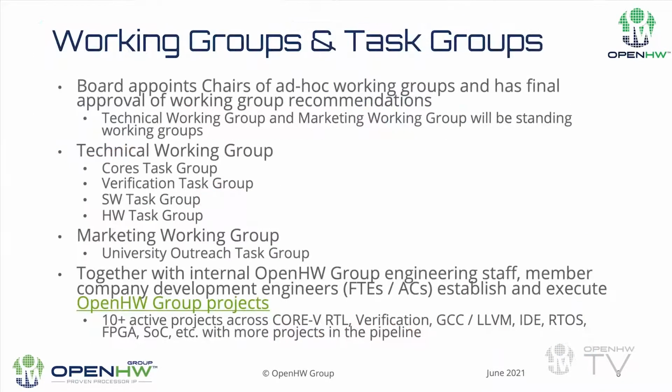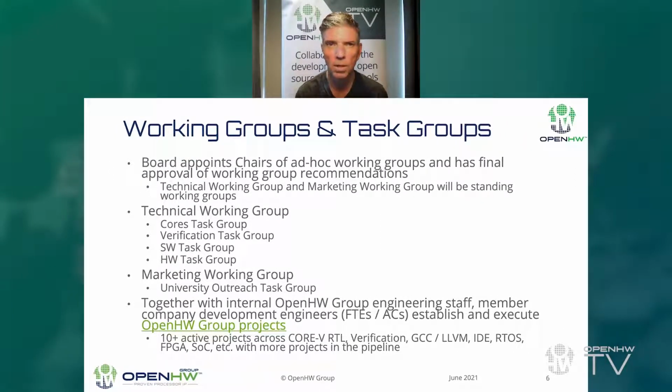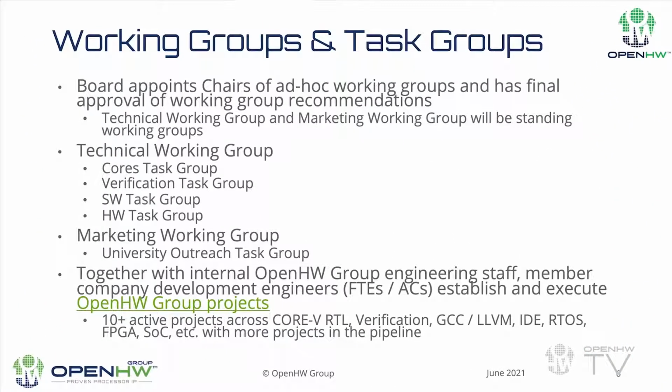source artifacts. The way that the OpenHW Group is structured is through a series of working groups and task groups, all of which report into our board of directors. We have a technical working group, which is effectively the R&D of the organization, if you will. Under the technical working group, there are 4 task groups looking after the cores themselves, the verification work associated with those cores, software tool chain and operating system and IDEs to support those cores, and then hardware implementations, both in the form of FPGA as well as SoCs and development kit boards that we will supply into the ecosystem.